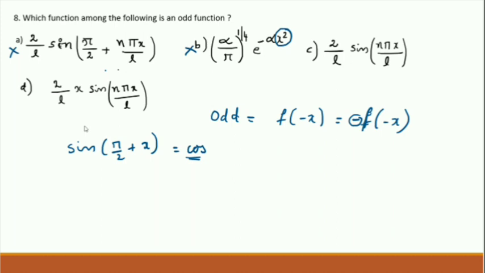So in 2 by L sine n pi x, sine is an odd function. So this will be the right answer. And if you substitute in option D, x equal to -1, you will get -1 into -1 plus 1. So it will be an even function, not minus f of x. So this is also wrong. So the right answer is C.